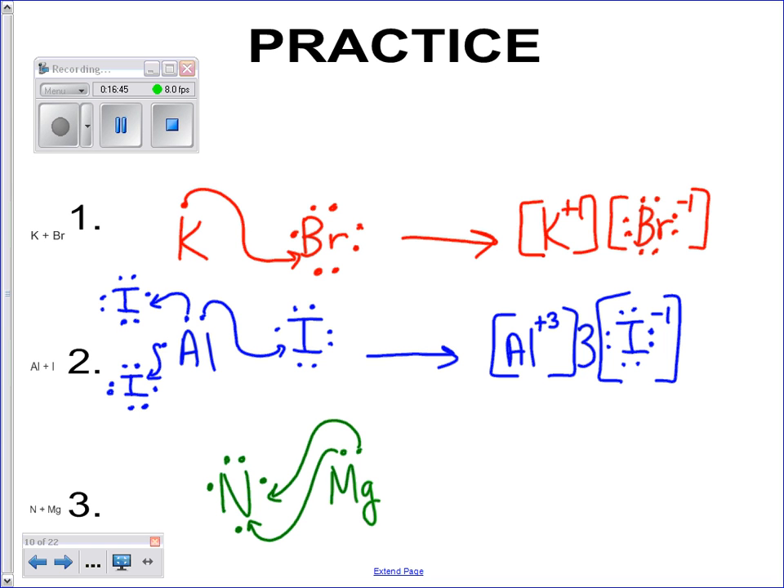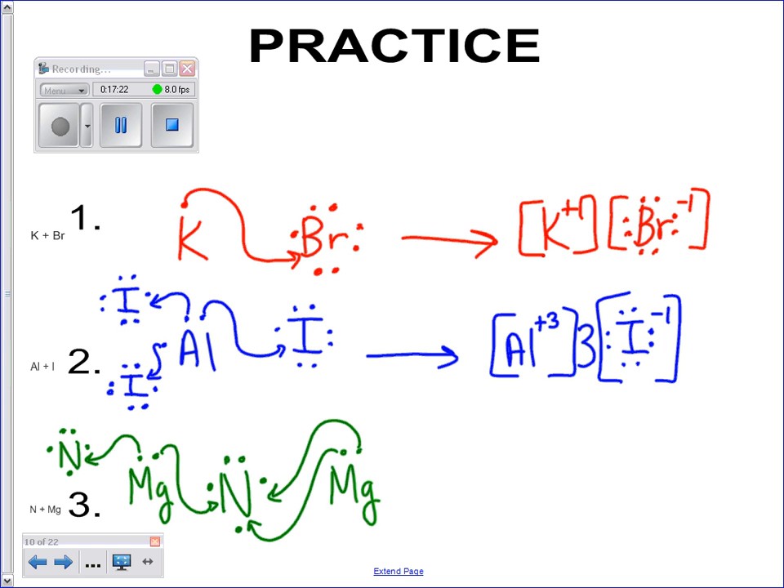So magnesium's happy, but nitrogen now has only 7 valence electrons. So it needs to get at least 1 more. So another magnesium's going to come up with 2 valence electrons. Nitrogen only needs 1 more to fulfill the octet. So nitrogen's now happy, but now magnesium has only 1 valence electron left over that it needs to get rid of. So another nitrogen with 5 valence electrons will be there to take that extra electron from magnesium.